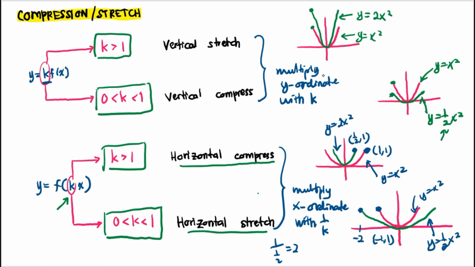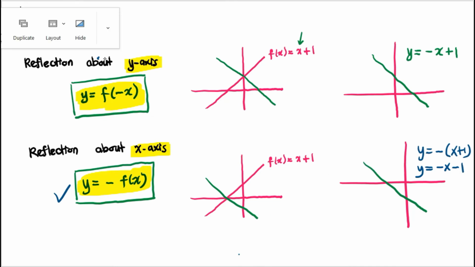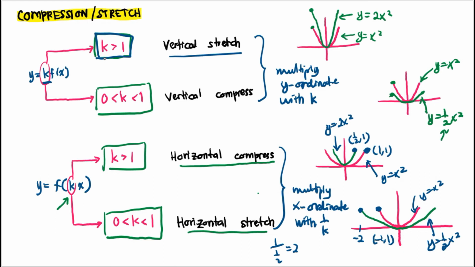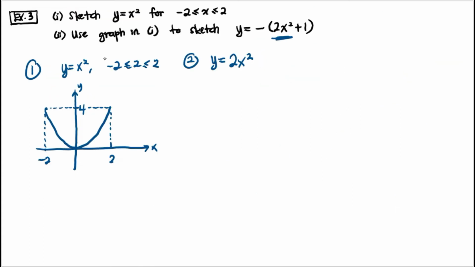Now k is greater than 1, so this is a vertical stretch. It will be something like this. What we have to do is multiply the y coordinate by k. K is 2 in this case. So we have the y ordinate multiplied by 2. So of course it will be 8.